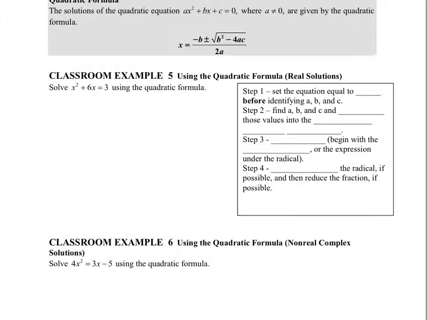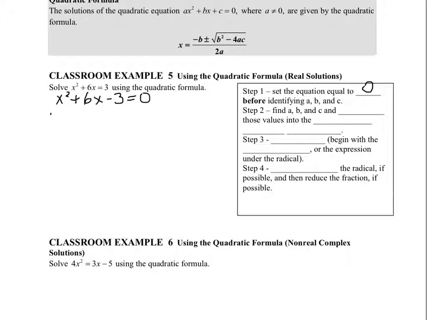Now, the first step, before you do anything, you have to make sure your equation is set equal to 0. We do not solve quadratic equations until we have set them equal to 0. The one exception to that is if we're using the square root property. So we've got to set it equal to 0 before we can identify a, b, and c. When I look at x squared plus 6x equals 3, obviously it is not set equal to 0, so I will subtract 3 from each side, and that will give me x squared plus 6x minus 3 equals 0. Now I can identify a, b, and c.